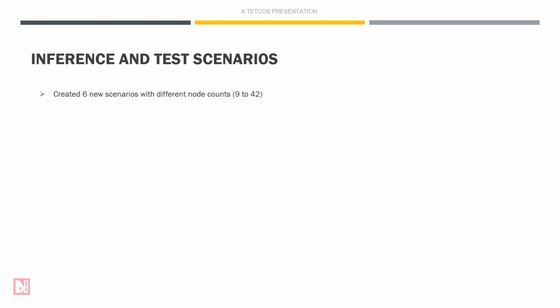After training the classifiers, we moved on to the inference using newly generated test scenarios. We created 6 new scenarios, each with a different number of nodes, ranging from 9 to 42. In these setups, the number of malicious nodes varied, specifically 3, 7, 9, 11, 13, and 15 malicious nodes were introduced to test the model's performance under diverse conditions. As before, each scenario was simulated 3 times using different random seeds to add variability and realism to the results.